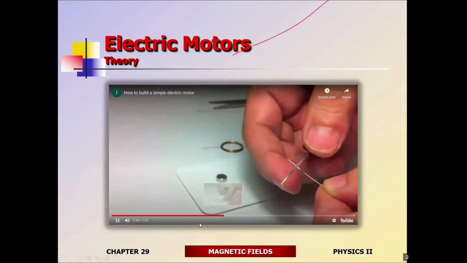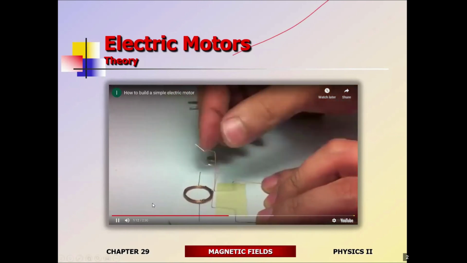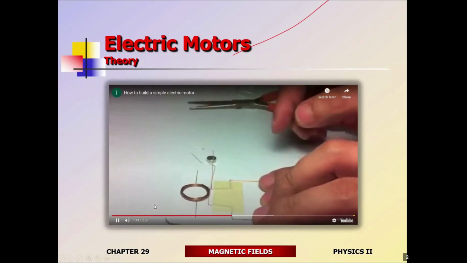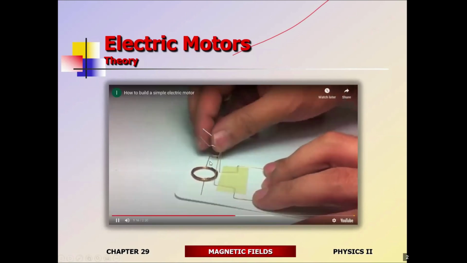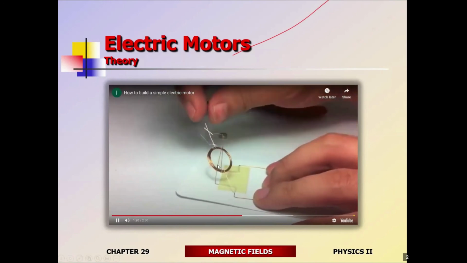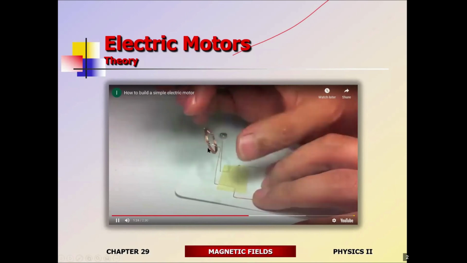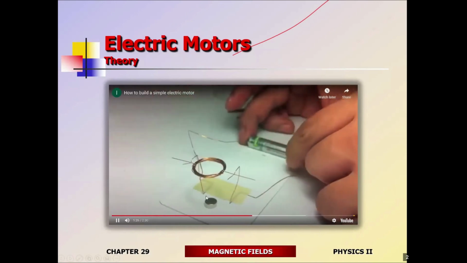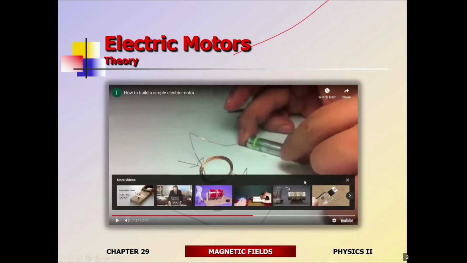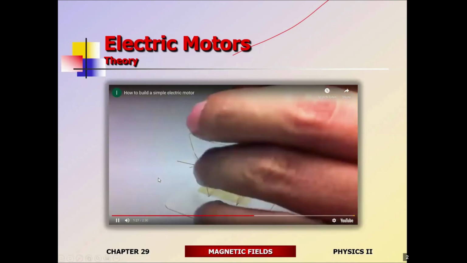All right, so the electric motor is the one that we're going to talk about. Notice that you have a current loop. It's a coil in this case, with multiple turns on it. And then you have a magnet. The magnet is generating a magnetic field in the opposite direction, so the coil is intercepting that magnetic field.